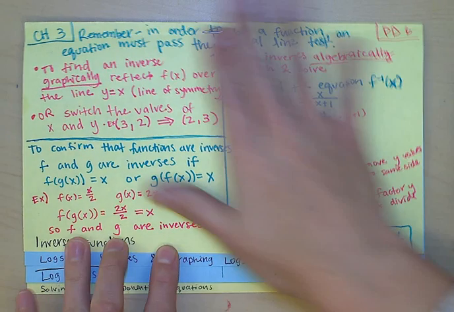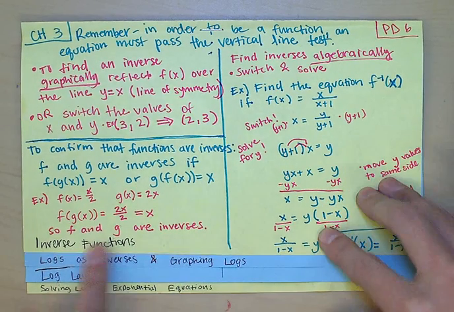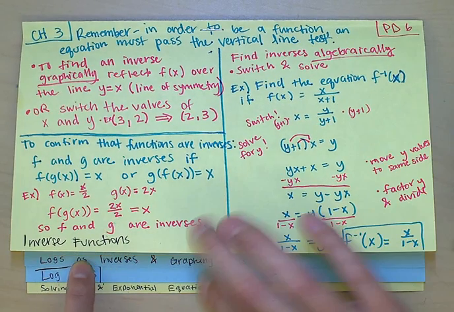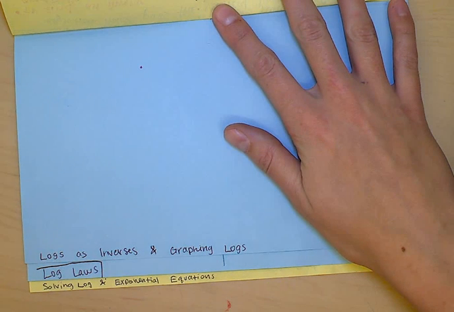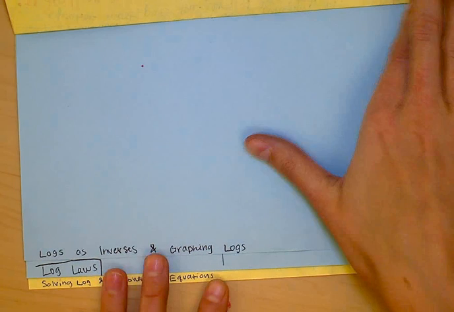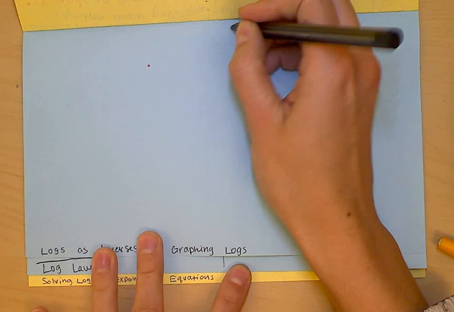This is the front page of our flipbook that we've already done. We're going to take our notes on the second page, and it's going to be labeled logs as inverses and graphing logs. At the very top of the page, just so you have a general idea, we're going to divide this about in half.